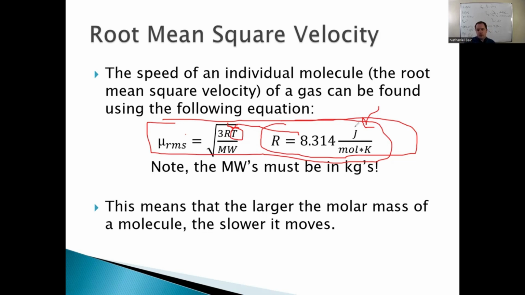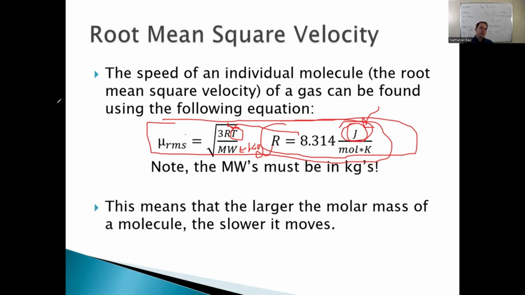All that to be said, because joules have units of kilograms in them, the molecular weights have to go in kilograms. So if you ever have to use this formula, and I'm not going to put one of these on the test, the third test, okay? But if you ever have to use this formula in your life, just remember that the molecular weight is going to have to be in kilograms.